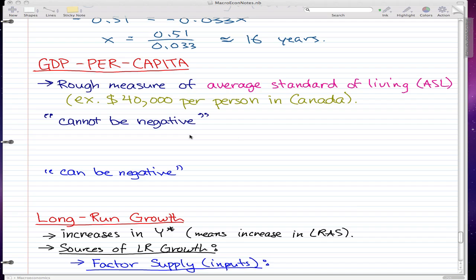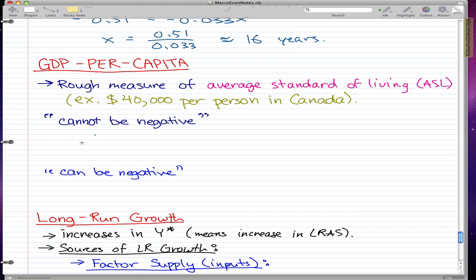So this video will focus on GDP per capita, and we'll start off long run growth as well. So GDP per capita, the definition for that is a rough measure of average standard of living, or ASL. Pretty much average standard of living is like how much money each person in the country has to support themselves to get what they want. And a little bit about ASL is that it cannot be negative.